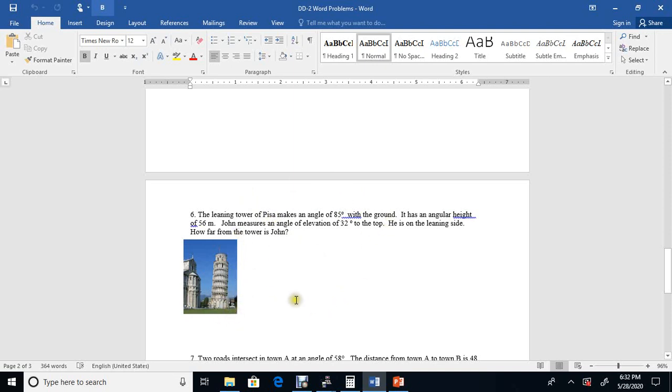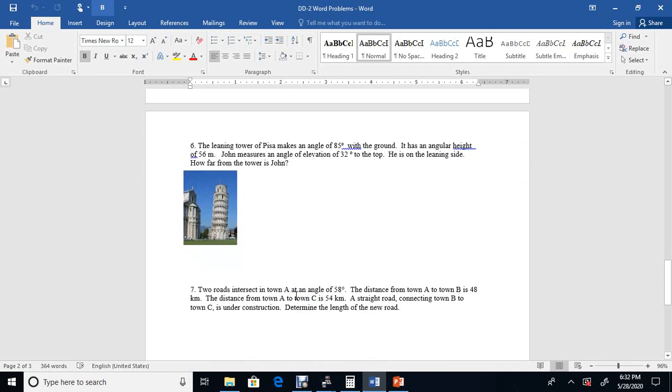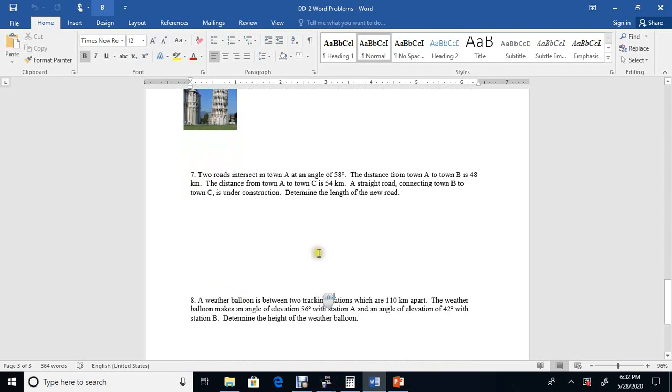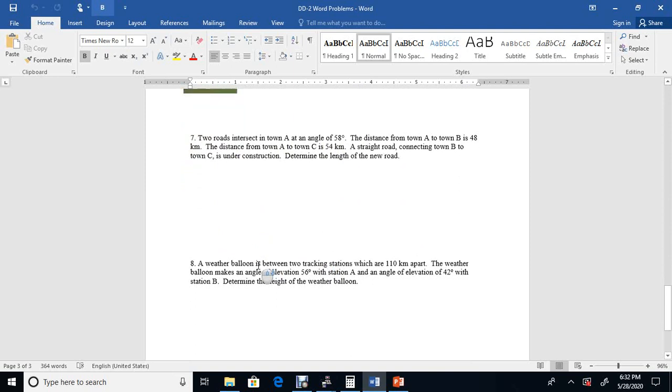We know the height. Okay, we can find all the angles. I got a funny feeling it's a sine law. Okay, two roads intersect in a town at an angle of 58 degrees. The distance from town A to B is 48. The distance from town A to C is 54. A straight road connects towns B and C. Determine the length of the new road. See if you can draw a picture. Okay, I have a feeling it might be cosine law, but you guys will find out there.